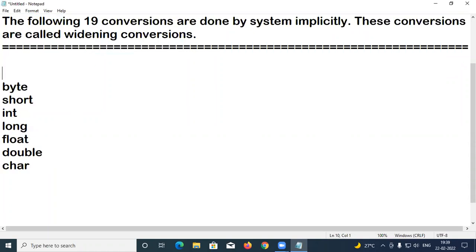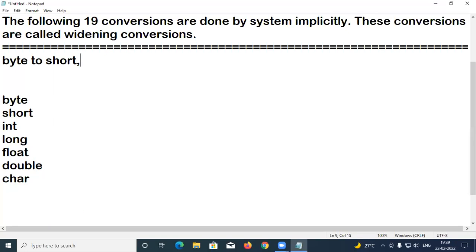See, how to remember the 19, I'll give that also. Starting with byte, in top to bottom order. Byte to short, byte to int, byte to long, byte to float, byte to double, except char. So here total 5 conversions: byte to short, byte to int, byte to long, byte to float, byte to double, except char.